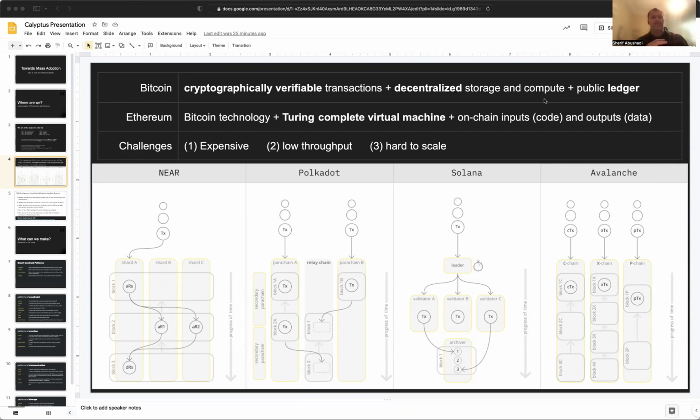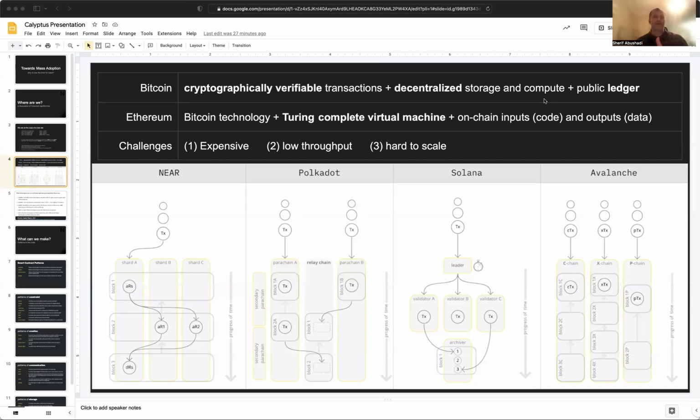And then the problems with both of these, that they're expensive, low throughput, they're hard to scale. And of course, there's innovations with Bitcoin, Lightning Network, with Ethereum, side chains, a number of different mechanisms there that are scaling Ethereum.